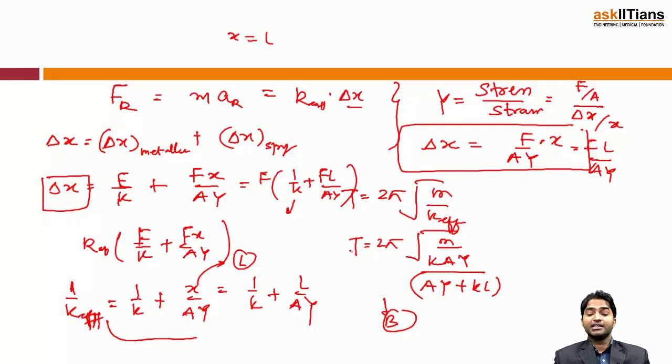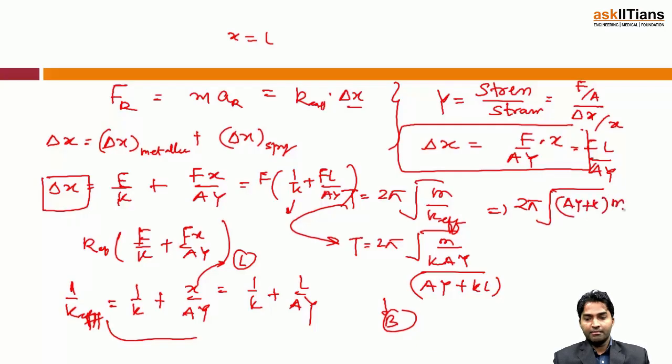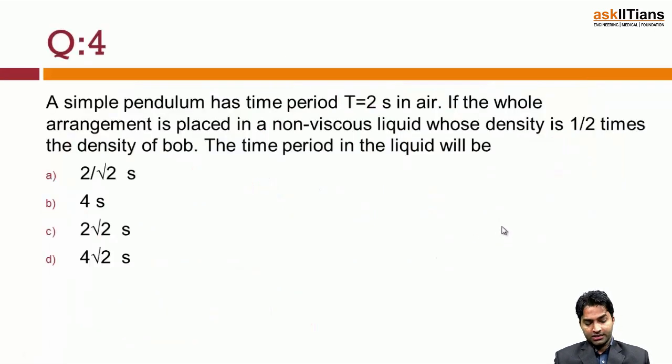Substituting the value of k effective in the main equation, we get T equal to 2 pi under root m upon kAY over AY plus kL, and finally that would be equal to 2 pi under root of (AY plus kL) into m divided by kAY, and that supports option B as the main choice. Now we will switch to the next question.